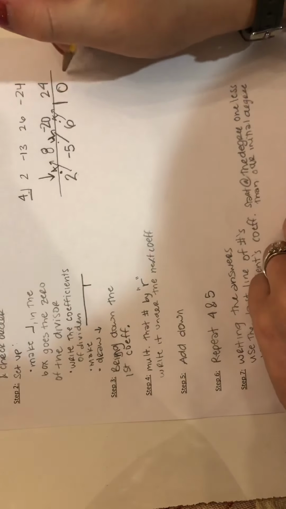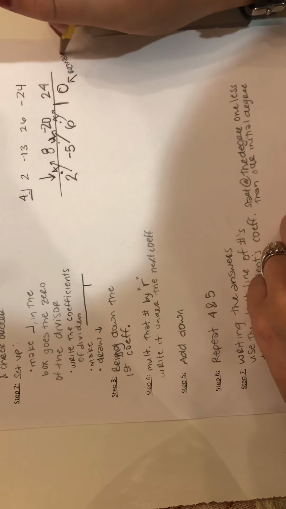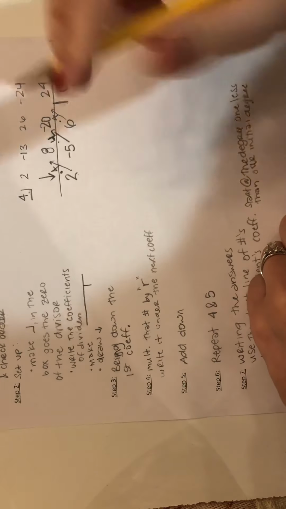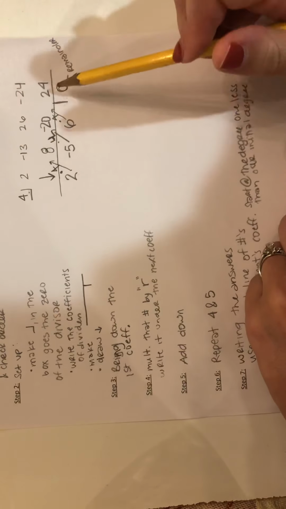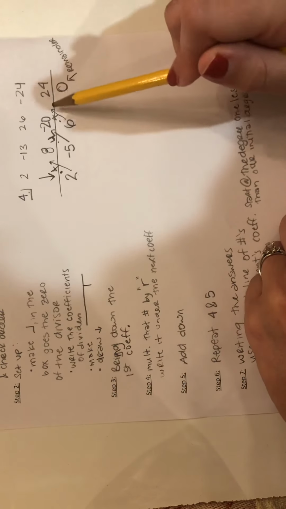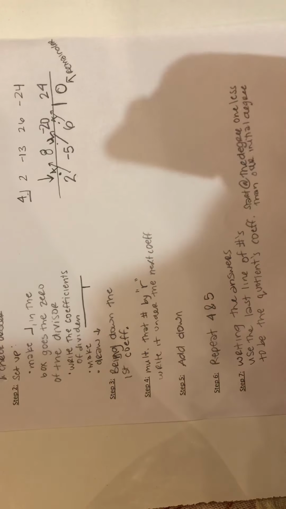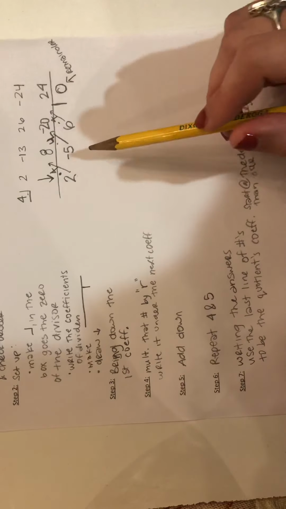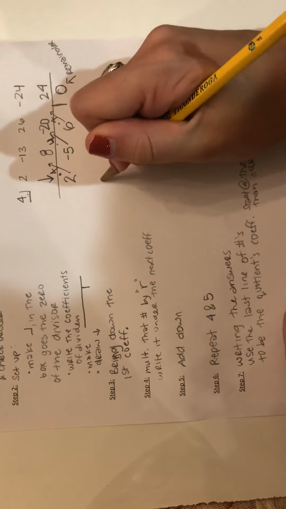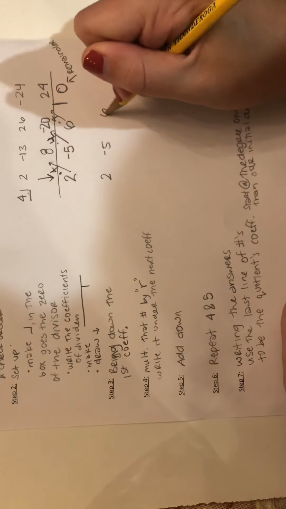In the box is going to be our remainder. So such as yesterday when we had remainders, we're going to have remainders today, but it's more obvious because it's going to be in this little cutoff box. So if we understand what step 7 says, we're going to use the last line of numbers to be the quotient's coefficients.